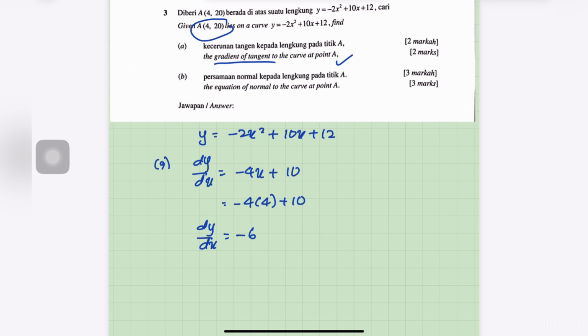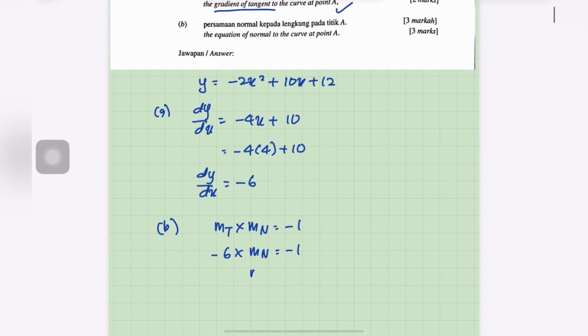B, the equation of the normal to the curve at point A. To find the equation of the normal, we need to find the gradient of the normal first. We use gradient of tangent times gradient of normal equals negative 1. The gradient of the tangent is negative 6, so we can find the gradient of the normal, which is 1 over 6.